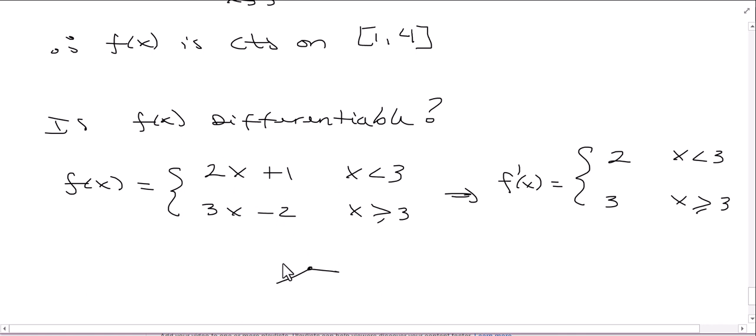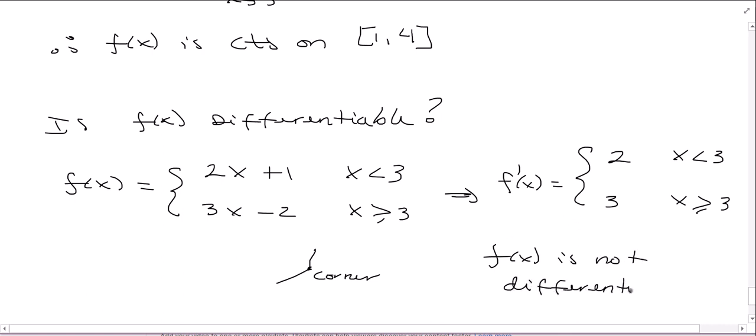I guess they have positive slopes, so they wouldn't look like that, but I was just trying to create a corner. They're going to create some sort of corner as they meet up. Even though the function is continuous, it is not differentiable. Again, kind of think of it like the absolute value of x, right? The function is continuous, but it's not differentiable at 0 because you have that corner right at the vertex of the V.